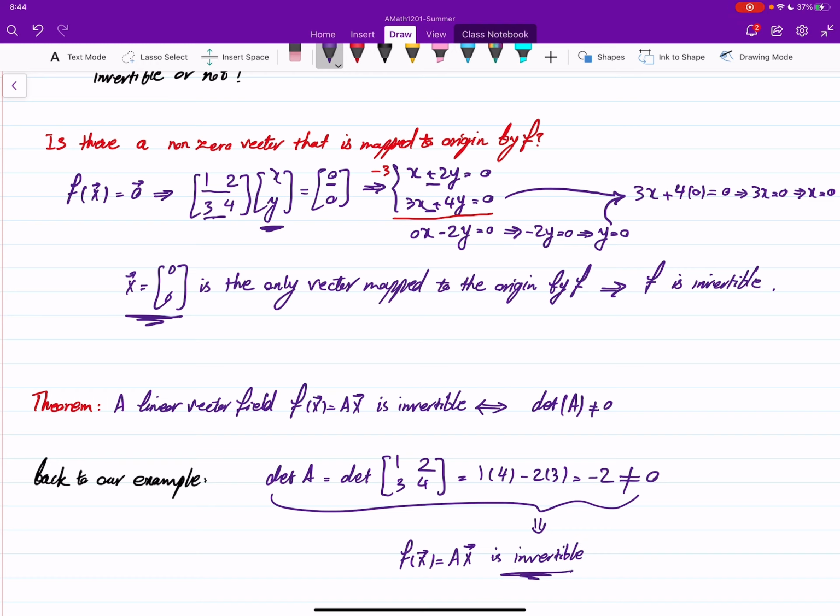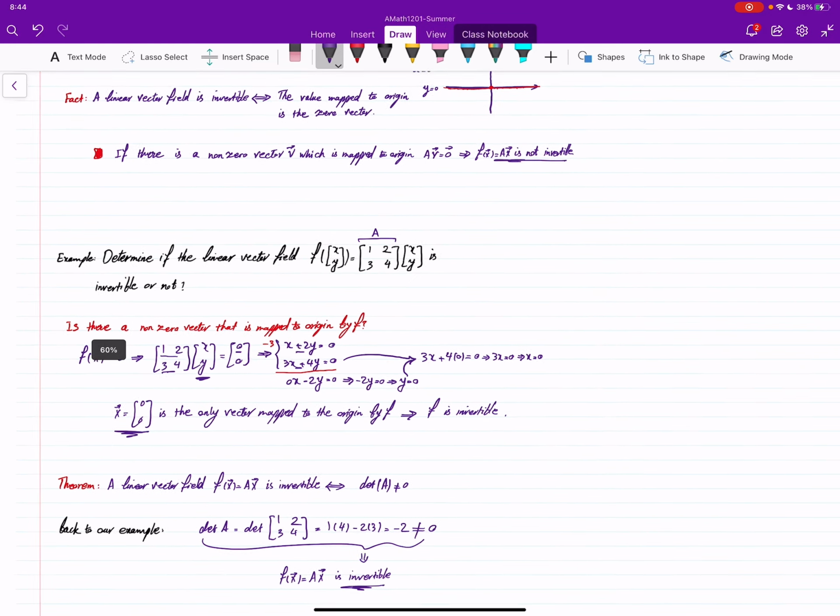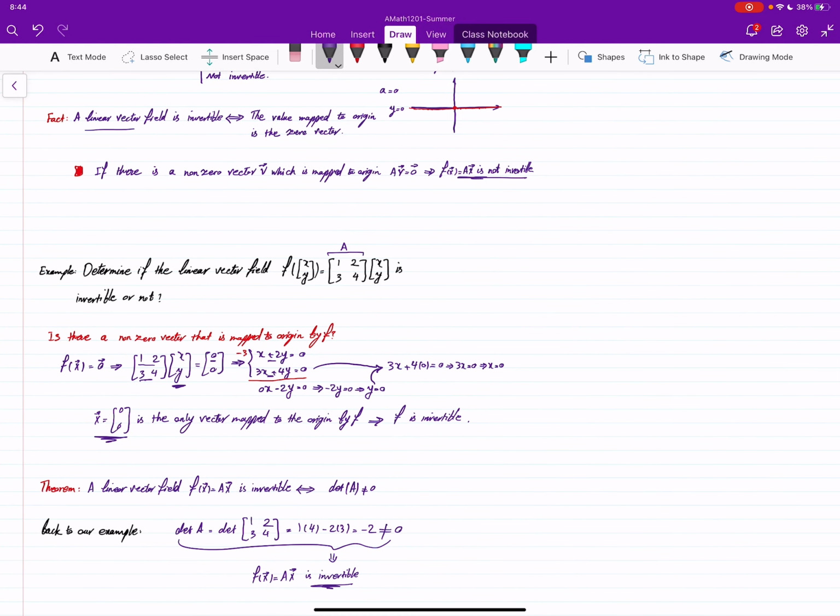So these are 2 things that you have to know, 2 facts. One given by this here, that invertibility is basically you're trying to check what is mapped to 0 in the case of linear vector fields. And the second thing that you have to know is that invertibility can be determined by knowing what is the determinant of the coefficient matrix.